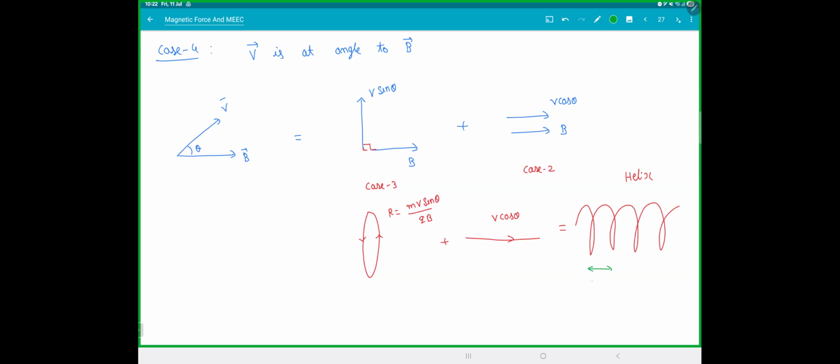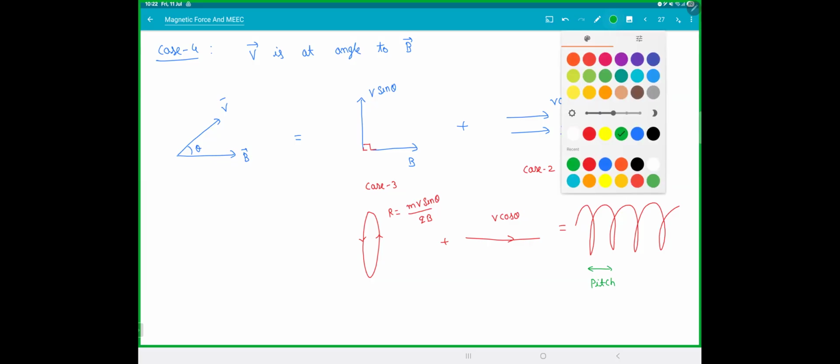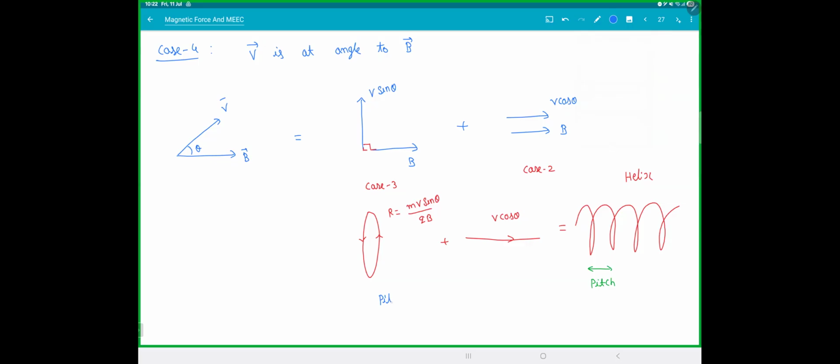And this distance between the two threads is called one pitch. So when you look at a screw, the distance between the two threadings is a pitch. So pitch is nothing but the horizontal distance traveled by the particle in one time period, which is nothing but v cos theta into time. And what is the time? Interestingly, your time actually doesn't care about anything. It is always 2 pi m by qB. It has no velocity part in it.